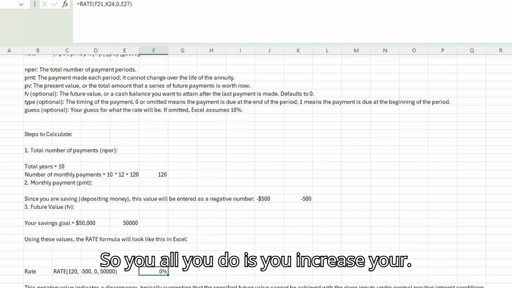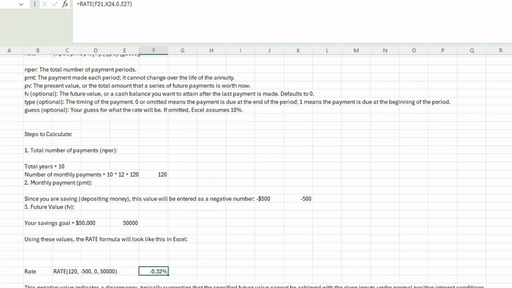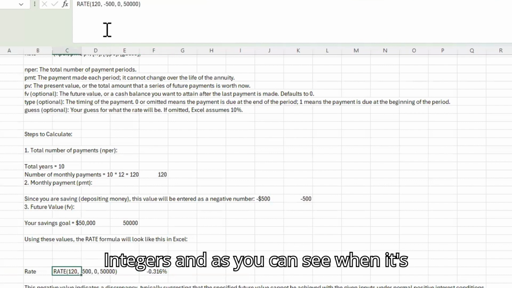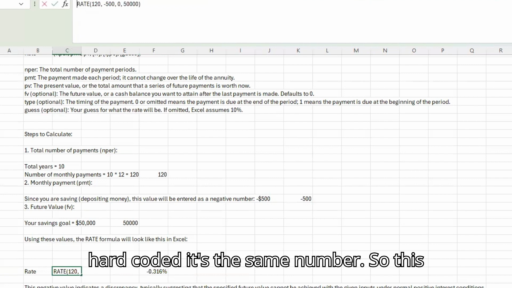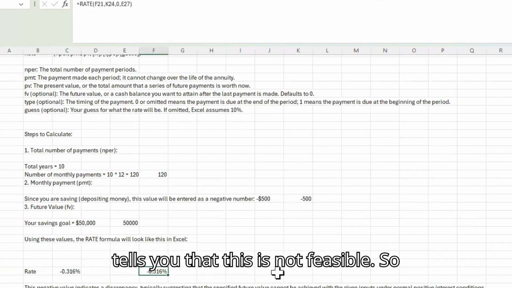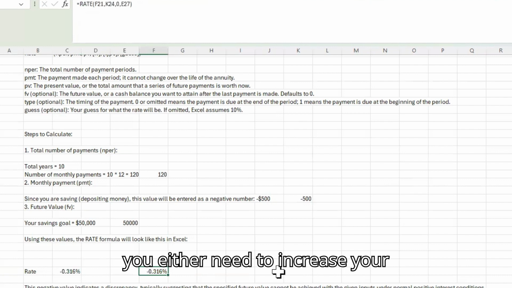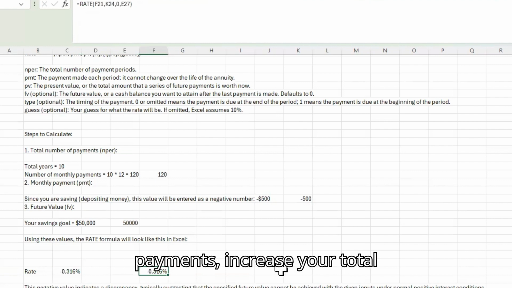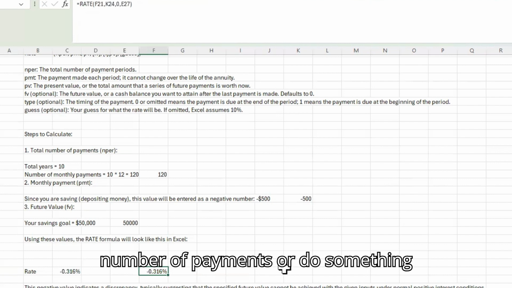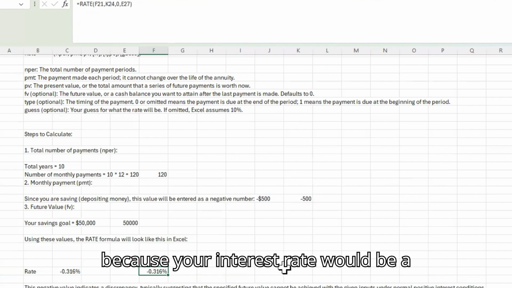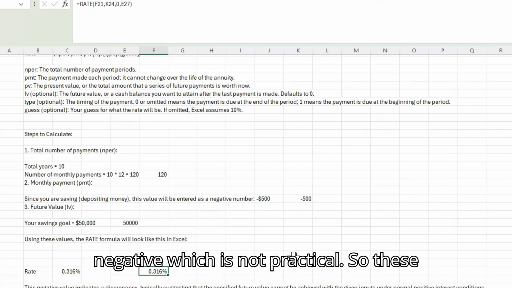So all you do is you increase your integers, and as you can see, when it's hard coded, it's the same number. So this tells you that this is not feasible. So you either need to increase your payments, increase your total number of payments, or do something because your interest rate would be a negative, which is not practical.